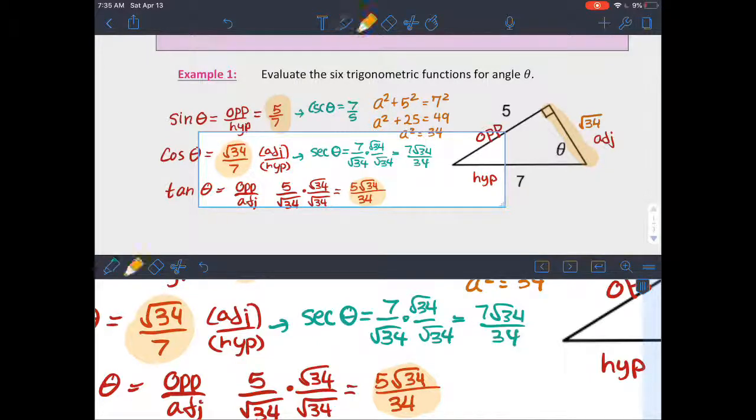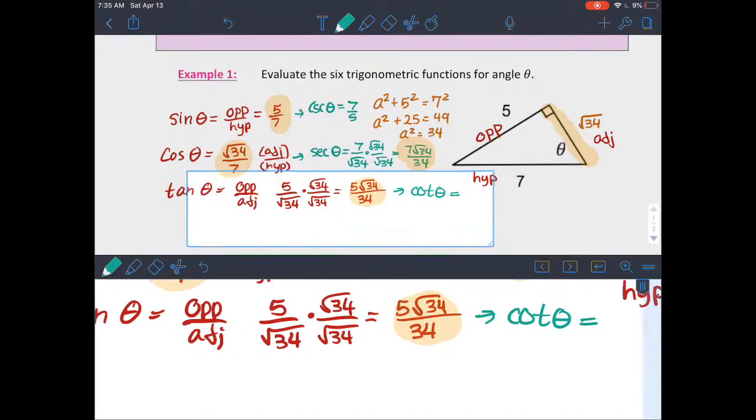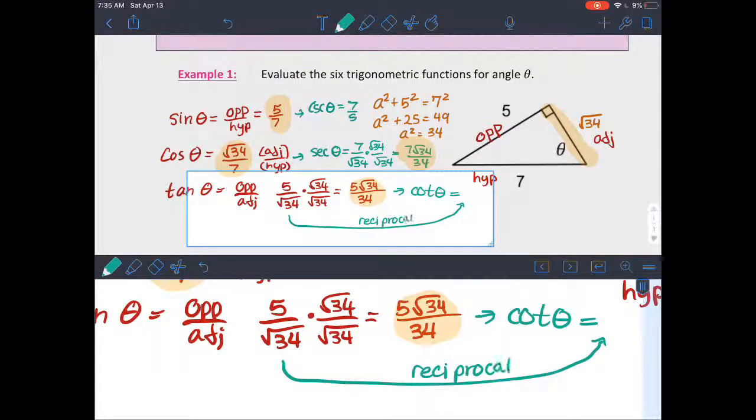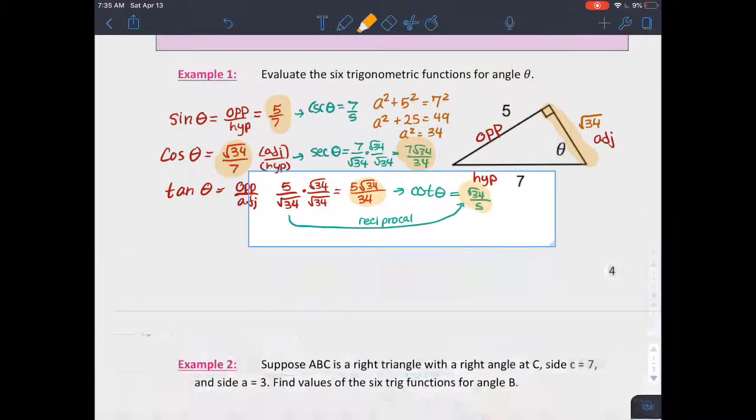And then tangent, if you take its reciprocal, you'll get your cotangent value. It's actually easiest if you flip the one before you rationalize, because then you don't have to rationalize a second time. So go back to that 5 over square root 34 and take its reciprocal, and you'll be good to go.